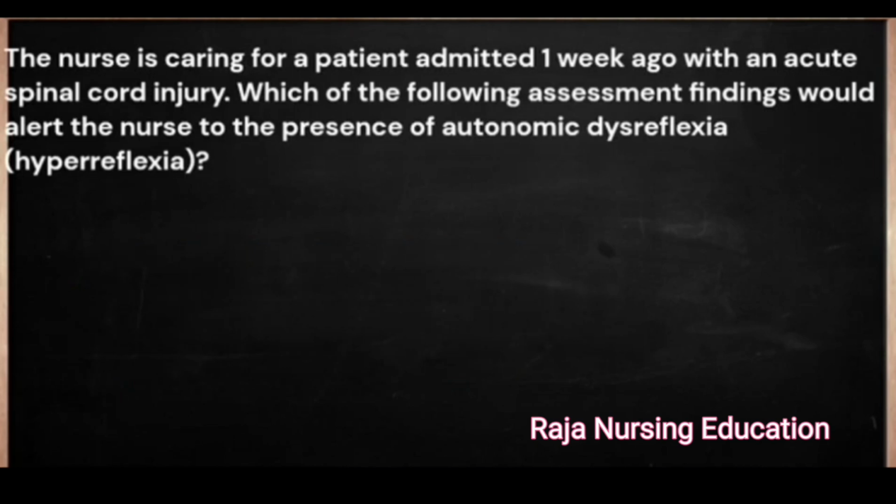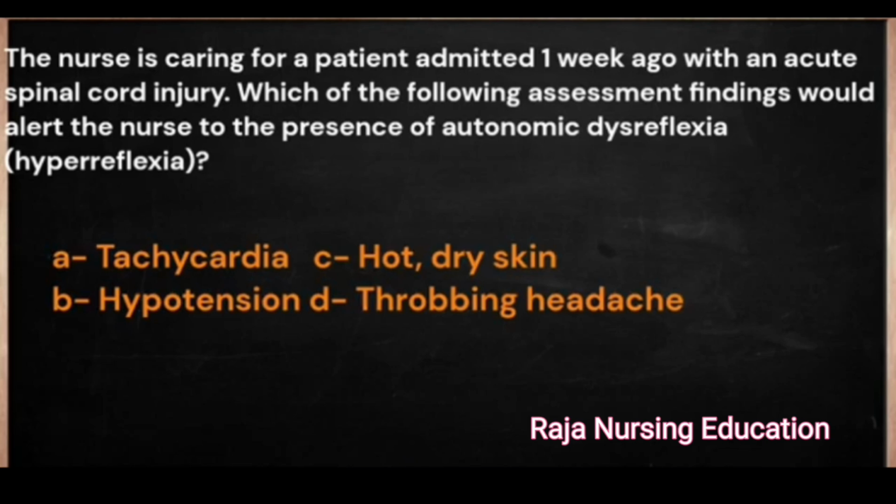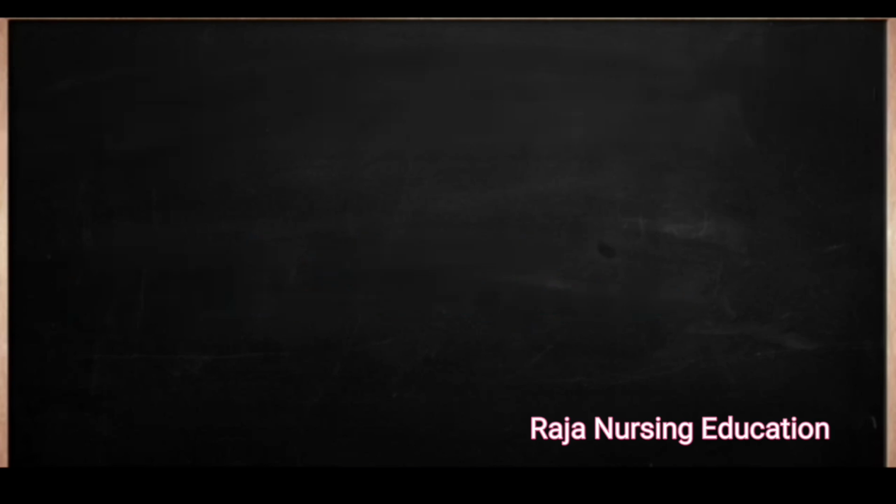The nurse is caring for a patient admitted 1 week ago with an acute spinal cord injury. Which of the following assessment findings would alert the nurse to the presence of autonomic dysreflexia? A. Tachycardia, B. Hypotension, C. Hot dry skin, D. Throbbing headache. The answer is D. Throbbing headache.